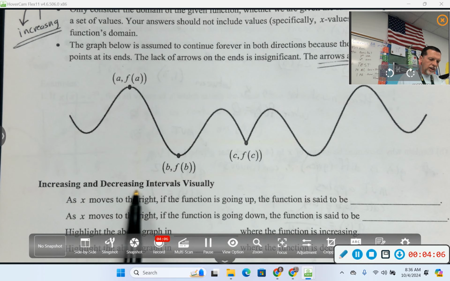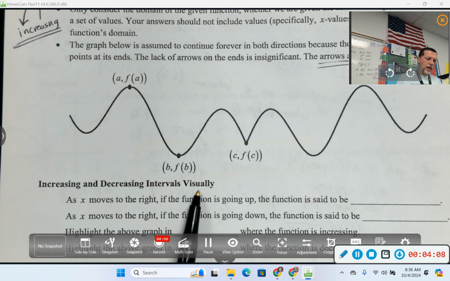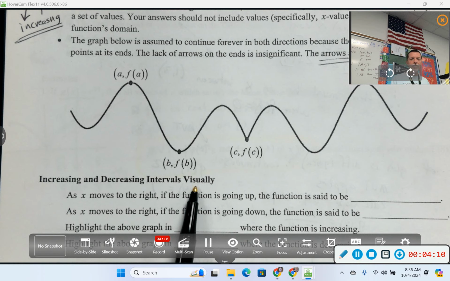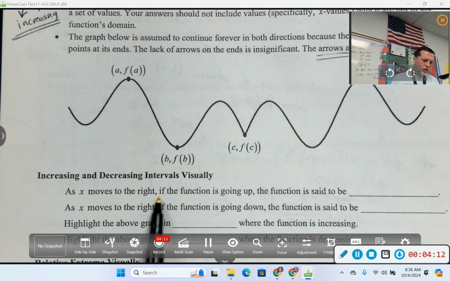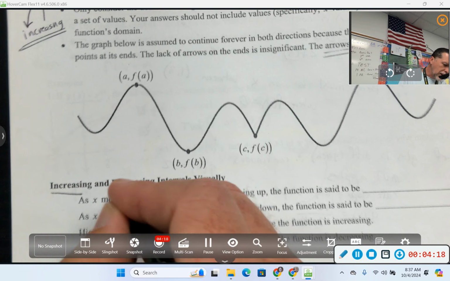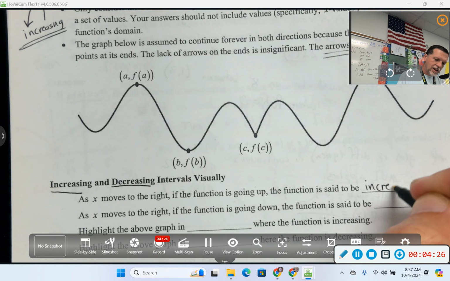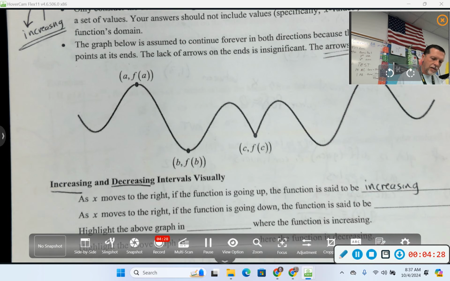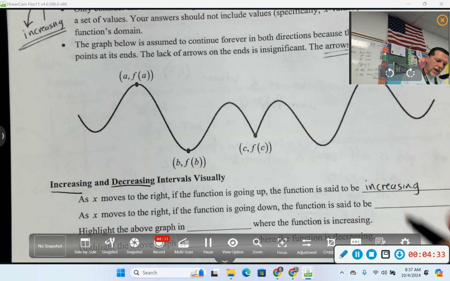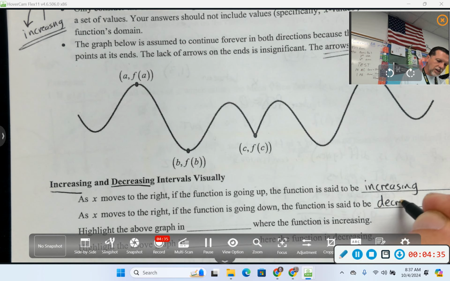Okay, increasing and decreasing intervals visually. Again, read the graph from left to right. As x moves to the right, if the function is going up, the function is said to be, well, which one of those words do you think would mean going up as we move left to right? Increasing. As x moves to the right, if the function is going down, the function is said to be decreasing.